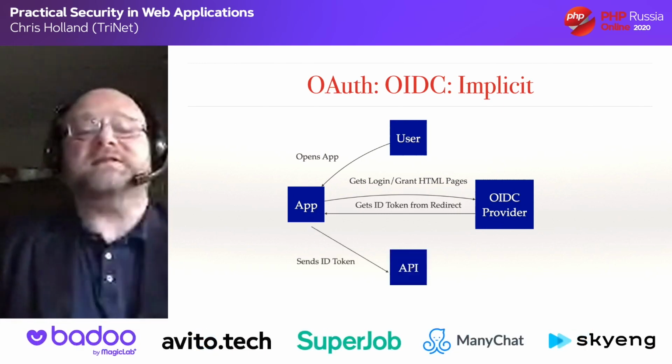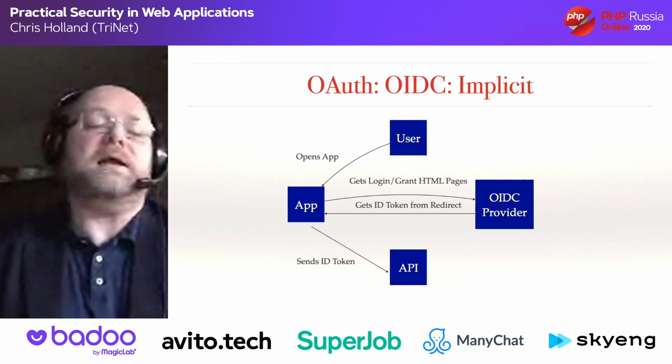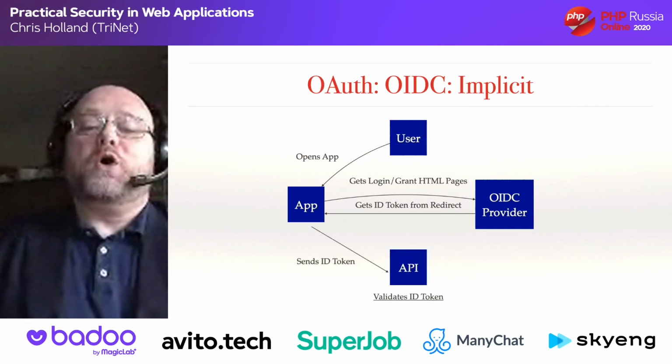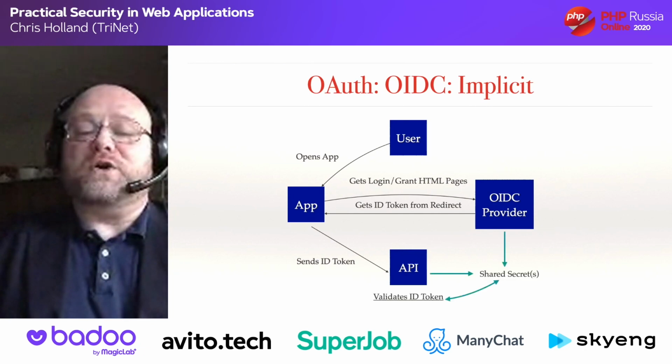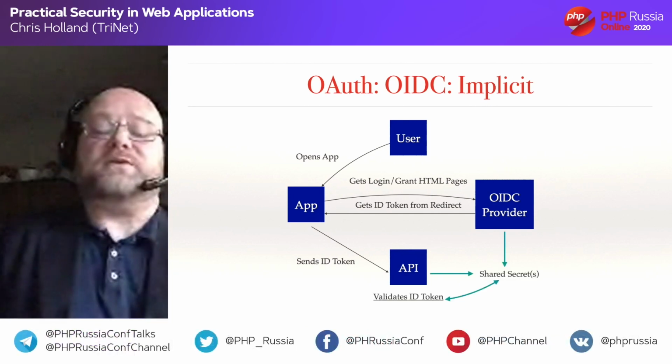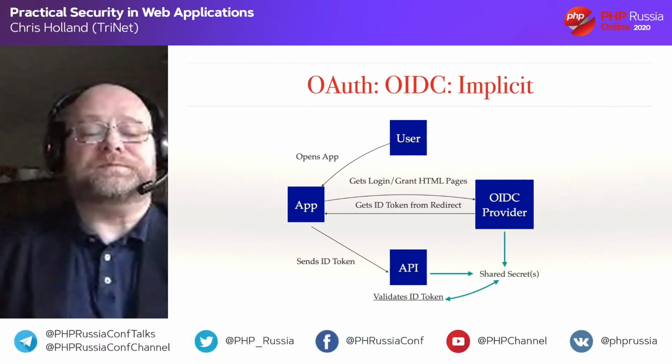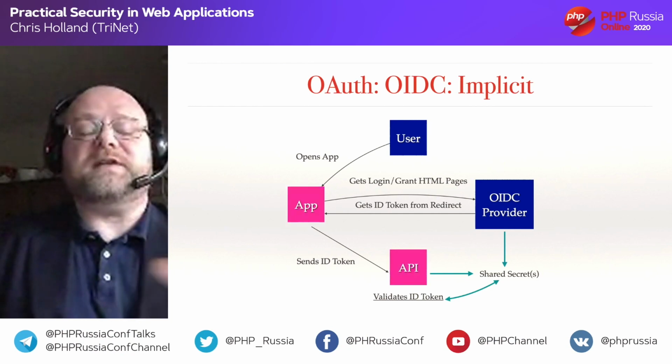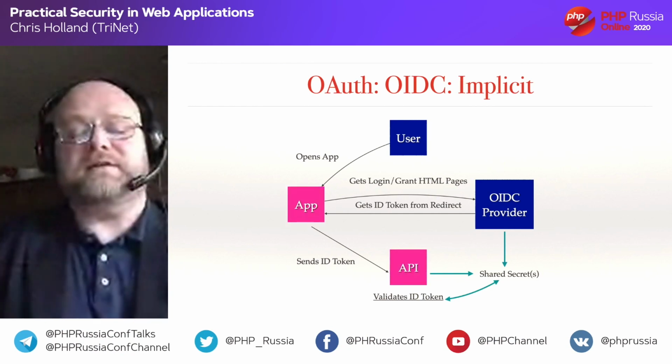Then the app can send this ID token to your API, and your API will validate the ID token using a number of shared secrets that it shares with the provider. So the key here is that what's pink is your code.